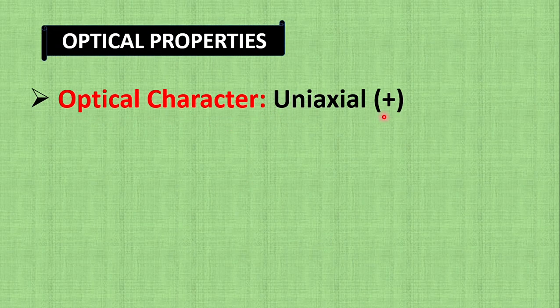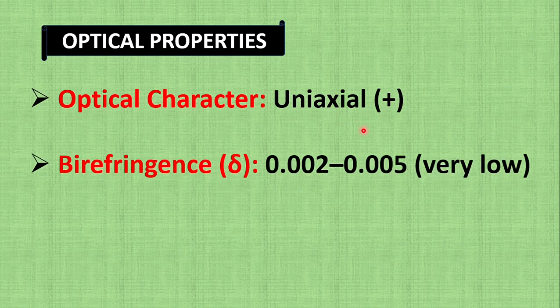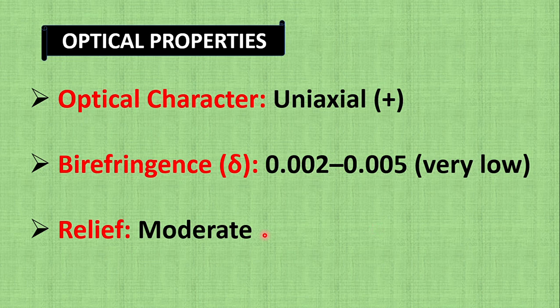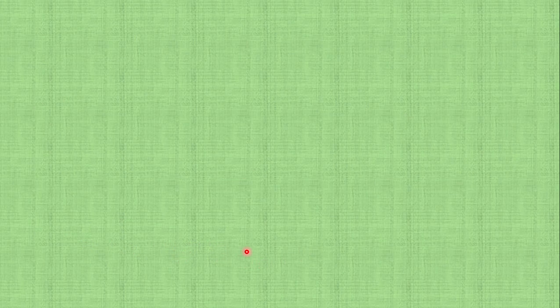Then optical property. Apatite is a uniaxial positive mineral. Optic sign of apatite is uniaxial positive, and birefringence is 0.0022 to 0.005, and this birefringence is very low. Apatite has moderate relief, it means the outer appearance of the mineral. So relief of the apatite is moderate.